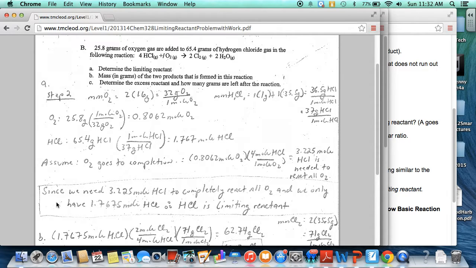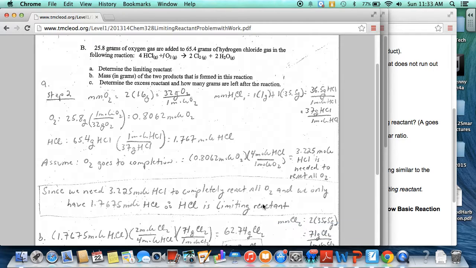So you're going to have to say this. Since we need 3.225 moles of HCl to completely react all the oxygen, and we only have 1.7675 moles of HCl, then the HCl must be limiting because we don't have enough of it to get rid of all the oxygen.